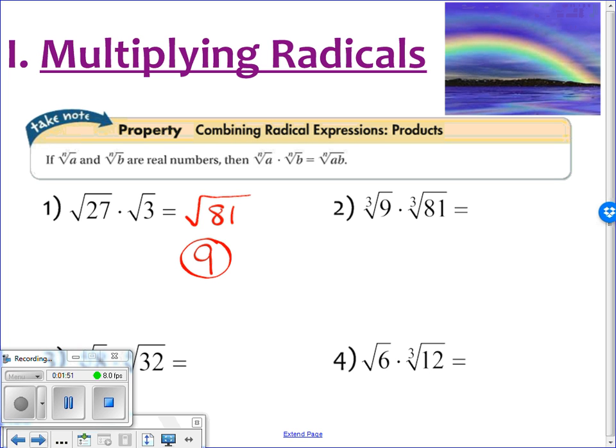All right, so number two, cubed root of 9 times the cubed root of 81. Let's multiply them first. What do we get? Okay, so we get the cubed root of 729. And then is that a perfect one? Can you do the cubed root of 729? What do you get? 9.